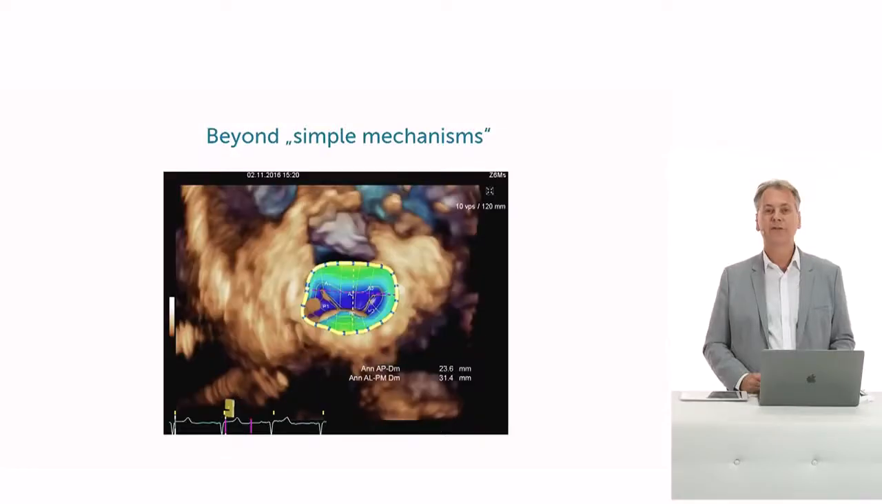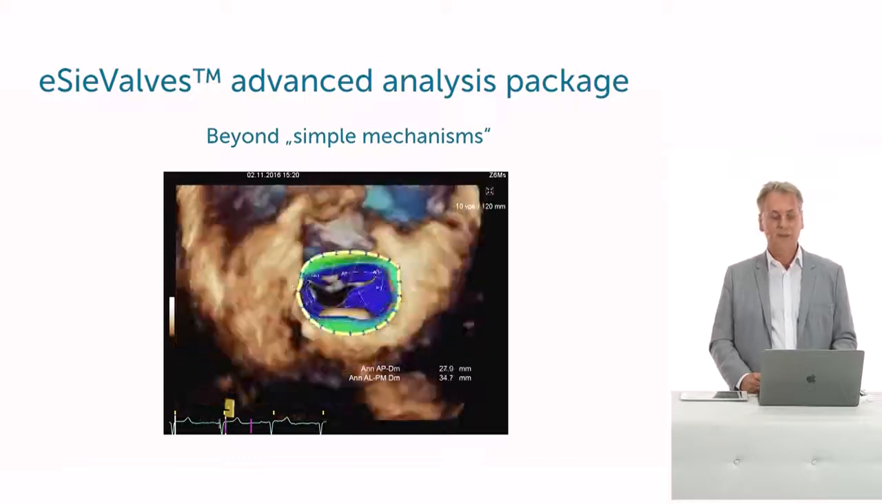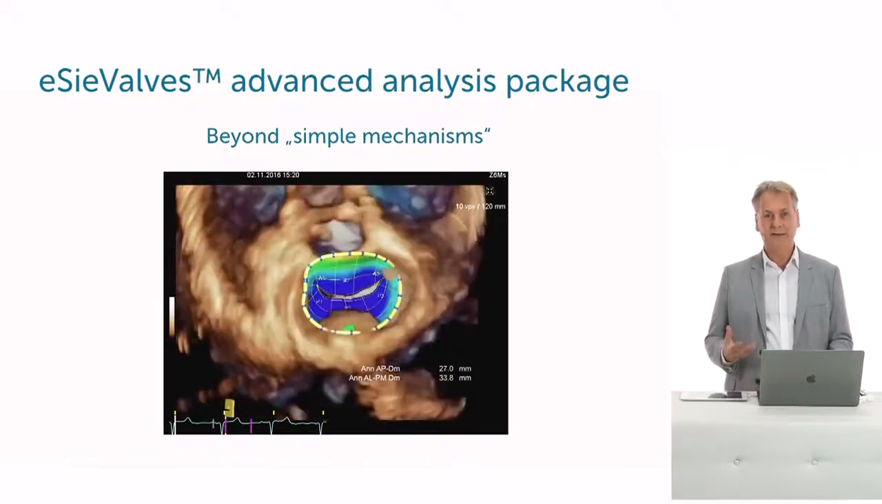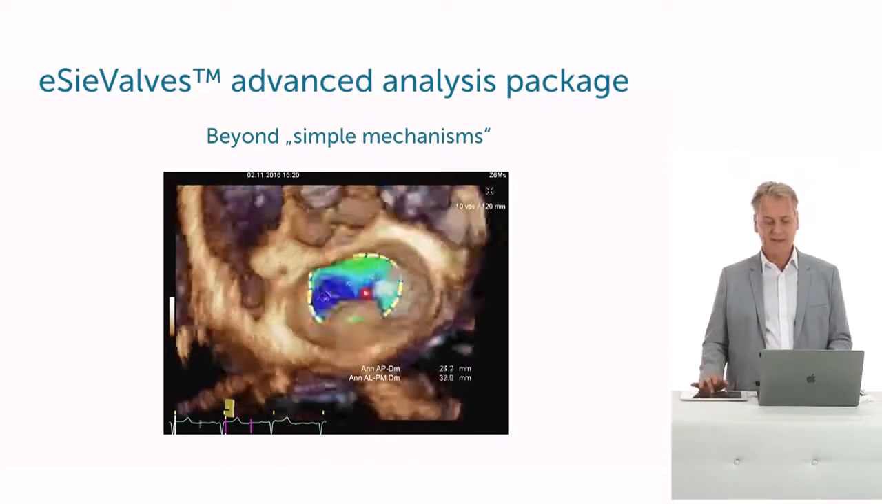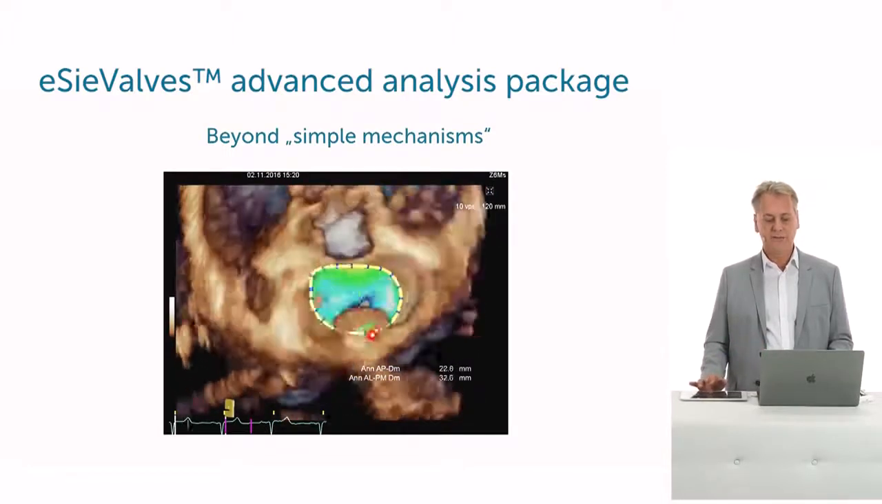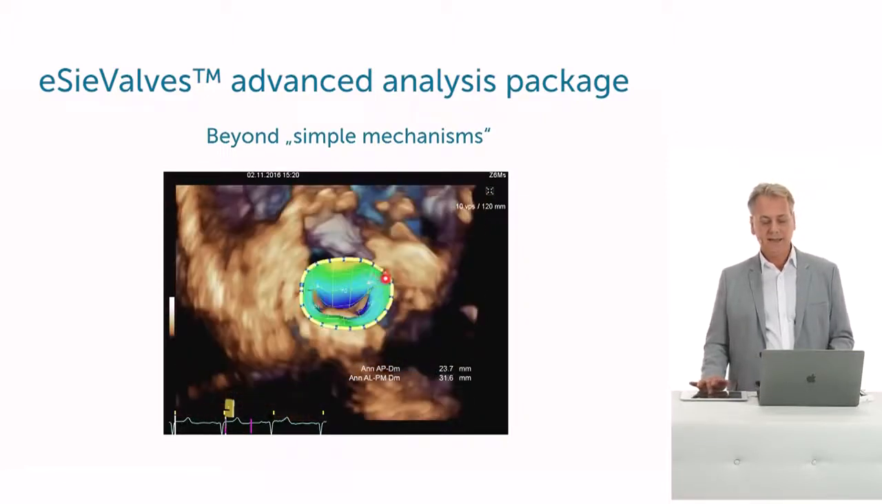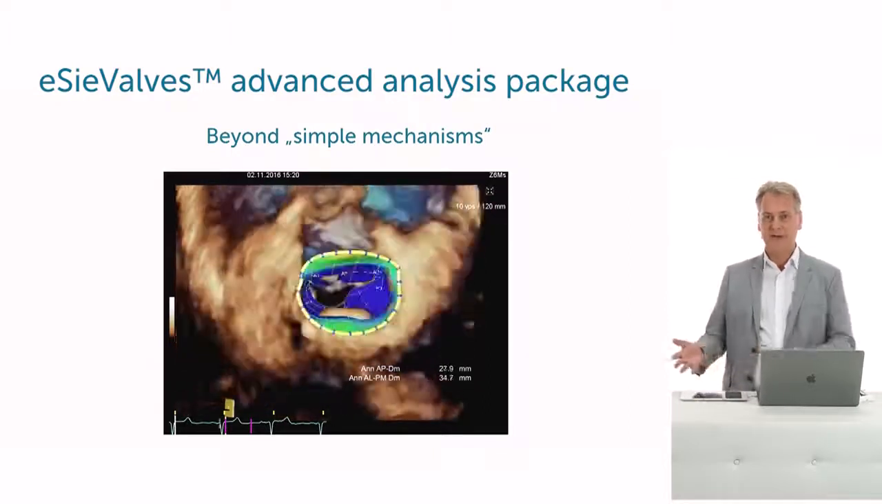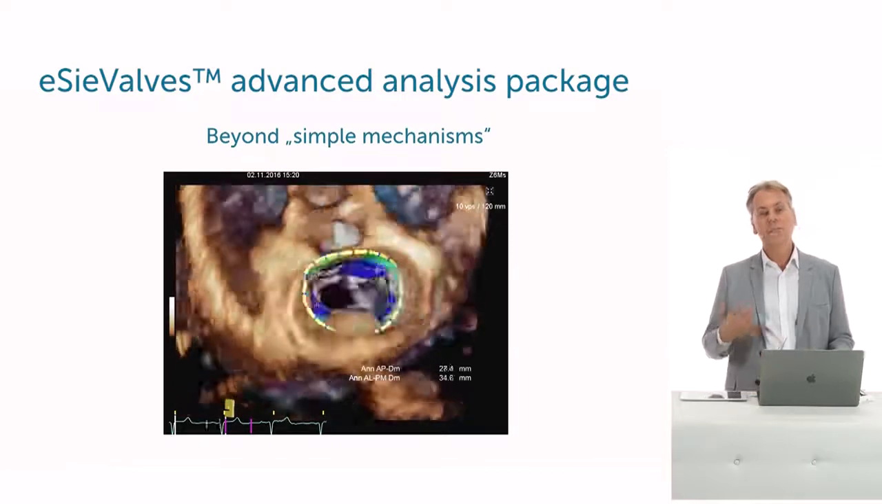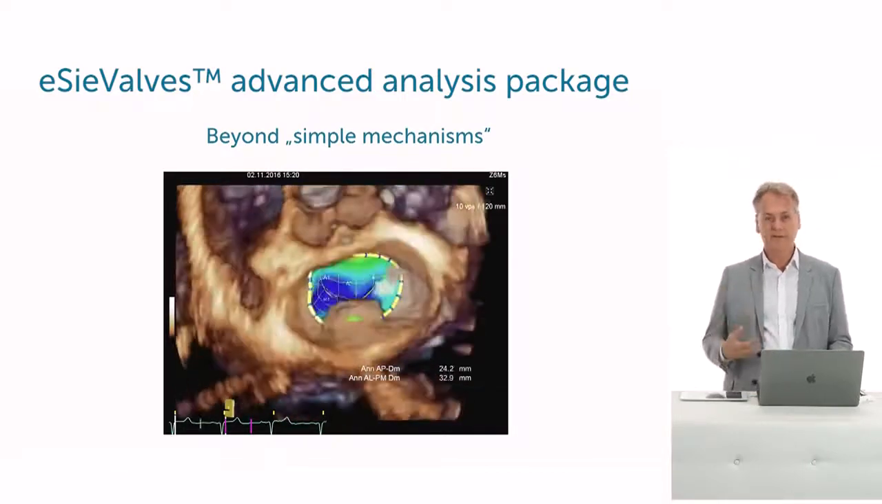But I believe there's even more that 3D echo can actually offer us. Here is an example of a so-called eSie Valve analysis. What we're doing here is tracking the motion of the annulus and the motion of the leaflets. In this specific case, the patient has a so-called caseous mitral annular calcification, or toothpaste lesion. In reality, this form of calculation, no matter if you have this pathology or not, is able to measure certain parameters, such as the length of the leaflets and the motion of the annulus. And I believe that these parameters in the future might even help us to predict which patients have a higher likelihood of mitral valve repair, and maybe even guide the surgeon to the correct intervention.